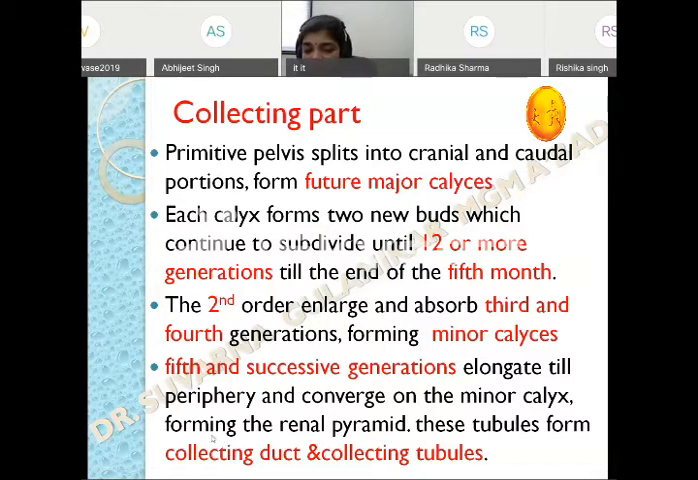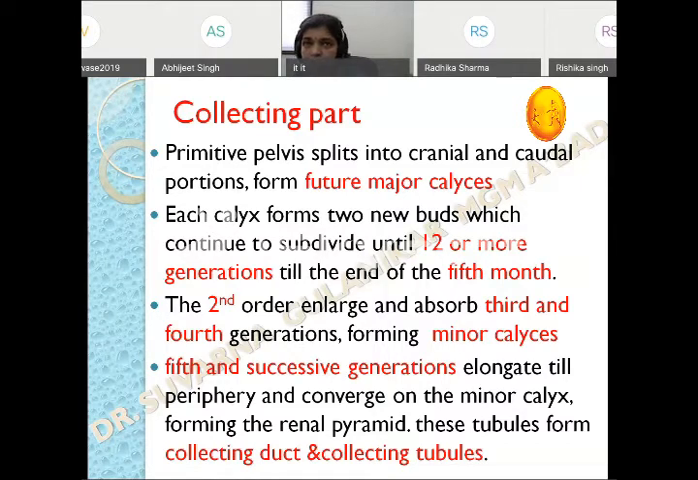And these tubules expand and then converge towards the minor calyces and form the renal pyramid. Okay, so the renal pyramid is formed by these collecting ducts and collecting tubules, which are formed by the fifth and successive generations, which converge towards the minor calyces. So this is the collecting part.